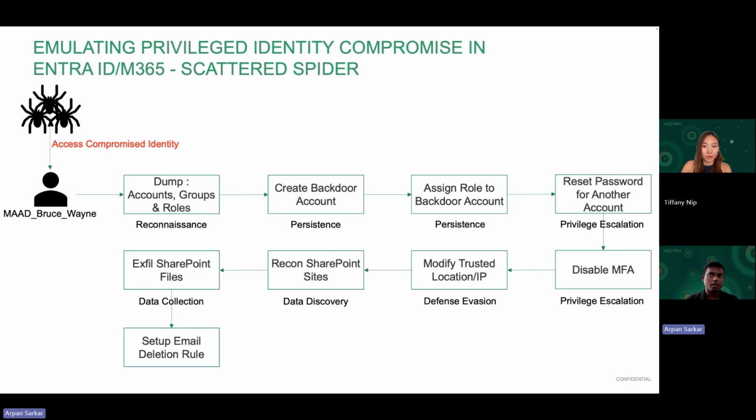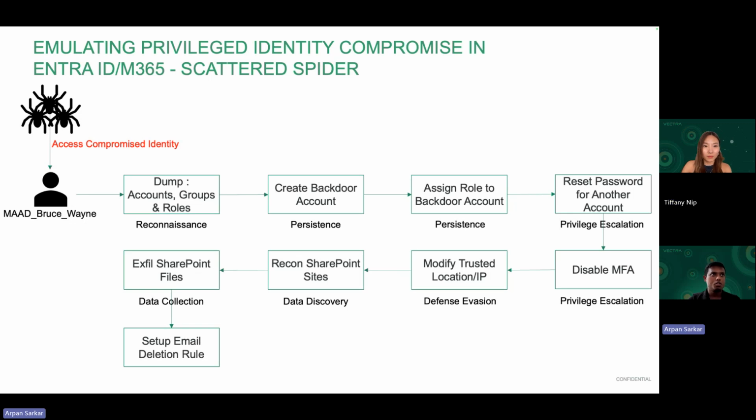reset the password for another account, disable its MFA, modify some trusted IP and trusted location policies within the environment, so they can gain access to more resources that can get around some of the conditional access policies, which ultimately gives them access to SharePoint, finding data within SharePoint and exfiltrating data within SharePoint, and then ultimately setting up an email deletion rule within the environment so that they can hide email alerts coming into the compromised user's mailbox.